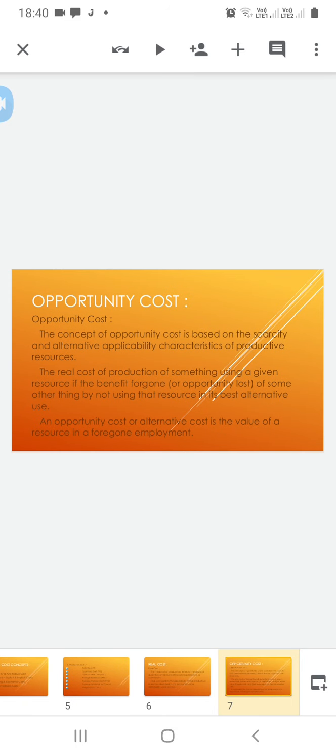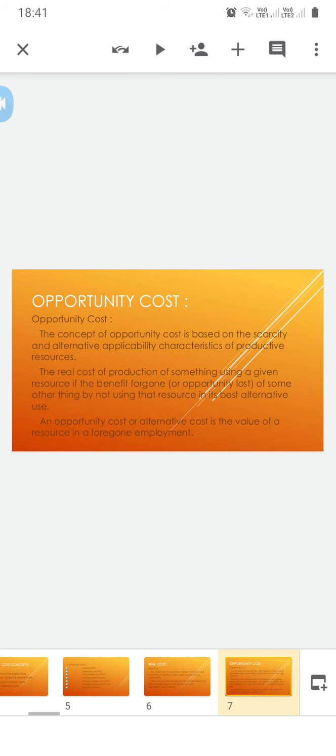Opportunity cost. The concept of opportunity cost is based on the scarcity and alternative applicability characteristics of productive resources. Opportunity cost is also called the alternative cost or transfer cost. The supply of resources is limited and the limited resources have alternative uses. When the productive resources are used in the production of one commodity, they are not available for the production of another commodity.